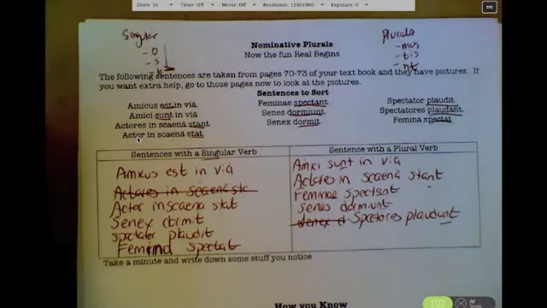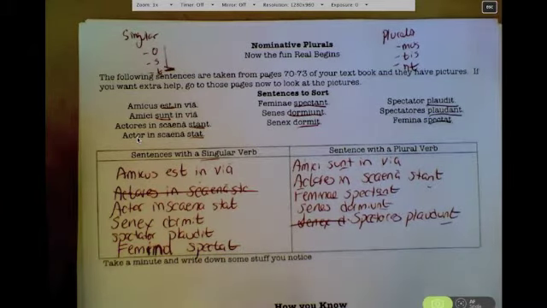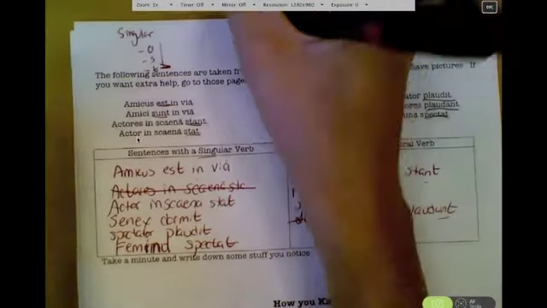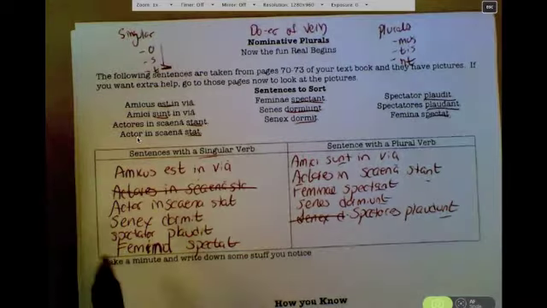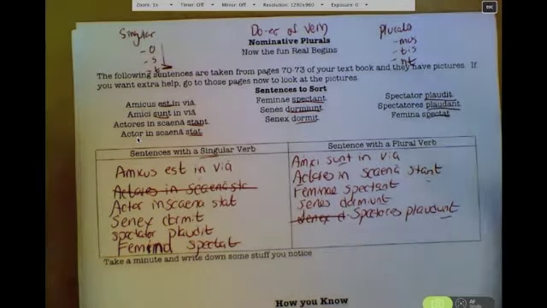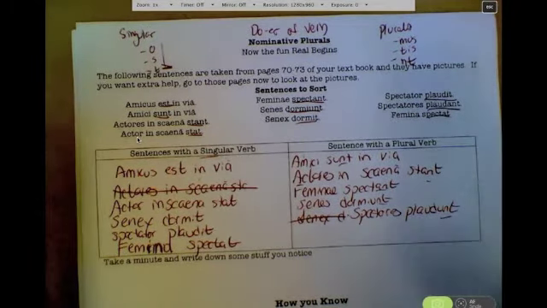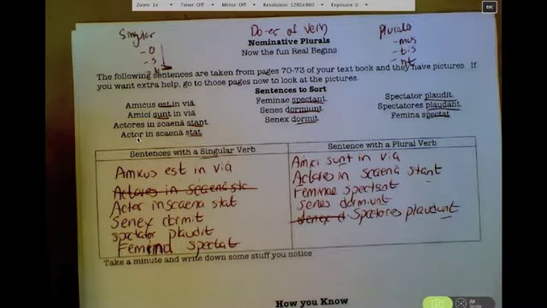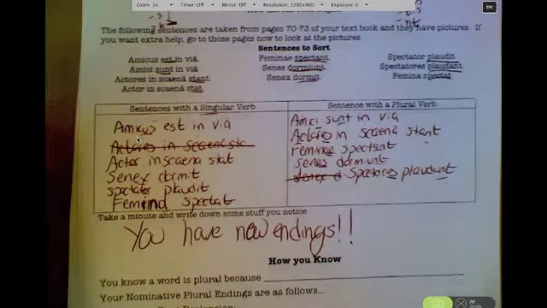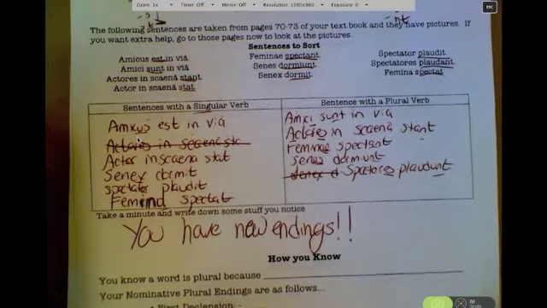All right, we're talking about nominative plurals. Nominatives do the verb. I'm going to write that up here in case you forget. I want you to just look at these and see if you can notice anything. Take maybe 30 seconds, stare at the page, and then come back. Look, you have new endings.